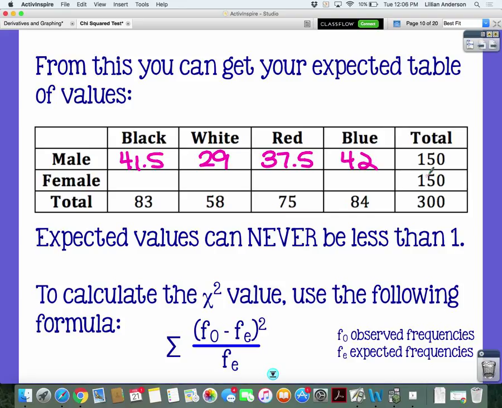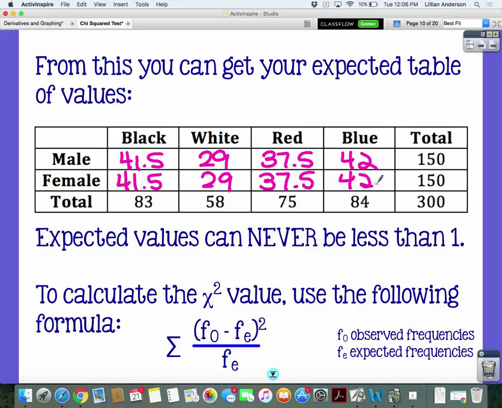Or you could do that as well, because in an expected table of values, these two values should add up to be the total from the original frequency table. These two numbers should add up to be the totals, and these totals come from the last table. Yes? Couldn't you also just take the numbers that you got and multiply them by a ratio of men to women? You can do that as well.